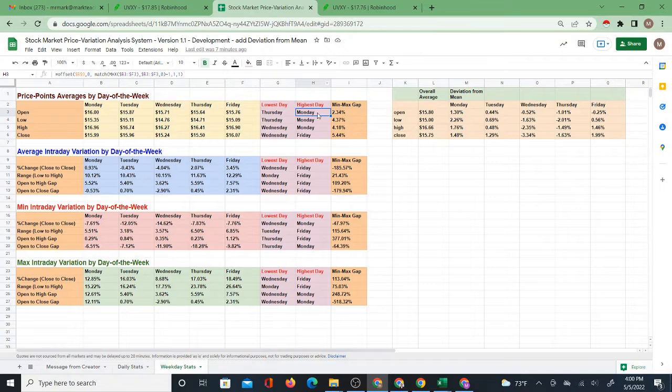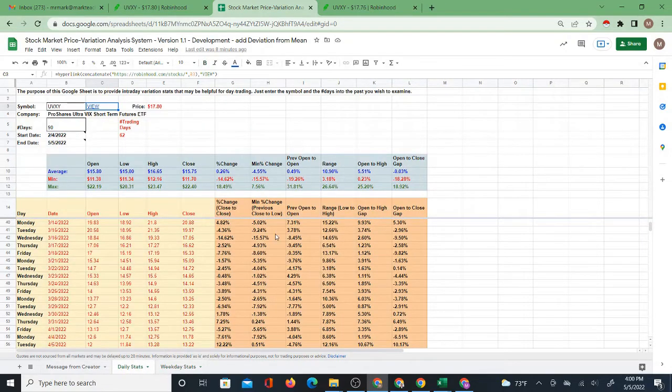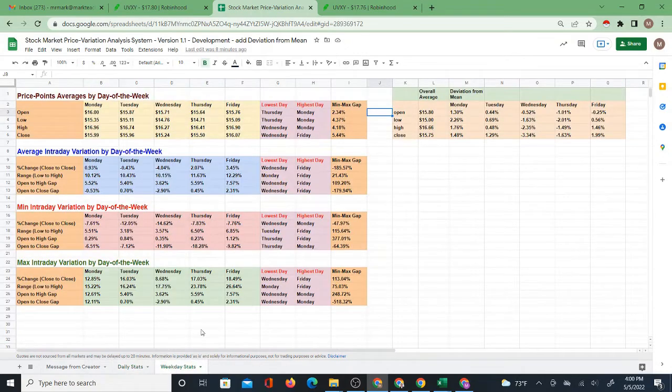What we want is for these events, the Thursday price being the low and the Monday price being the high, to be a regular thing. We want this to happen often. And that's another calculation I'm going to add to this: how often is it doing this particular thing?